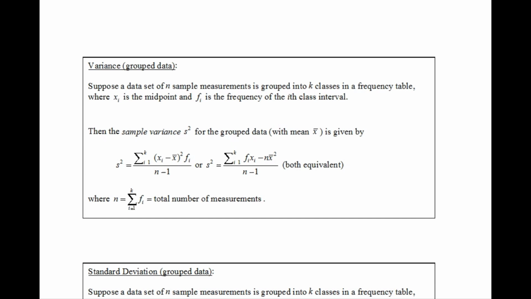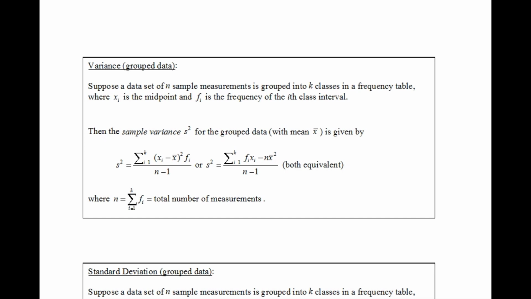Now, what about when we have grouped data? We know we can find the mean for this, and it should not be surprising that we can also find the variance and the standard deviation for it. It's going to be the same idea, except that we are going to assume our data points are at the midpoint. And so we're going to use the midpoints to subtract the mean, and then we're going to each time have to multiply by the frequency.